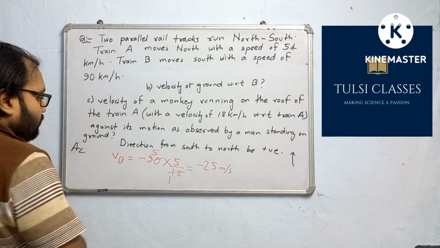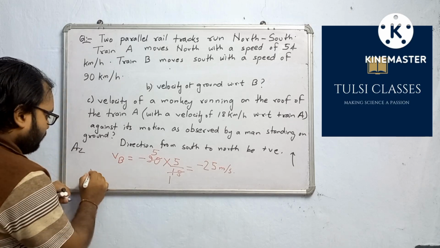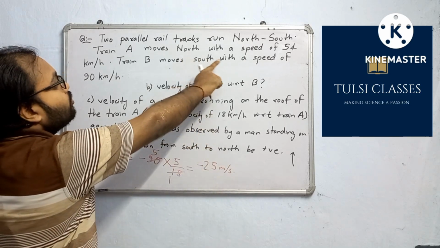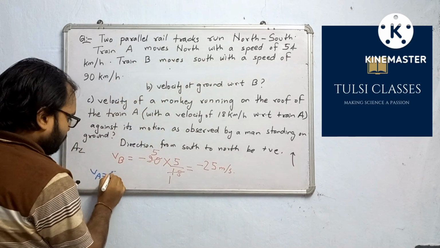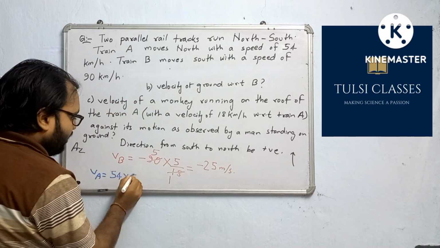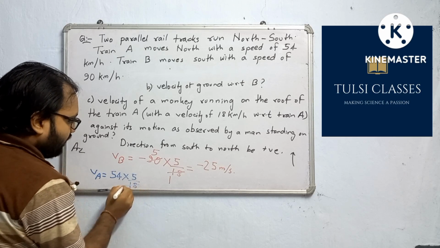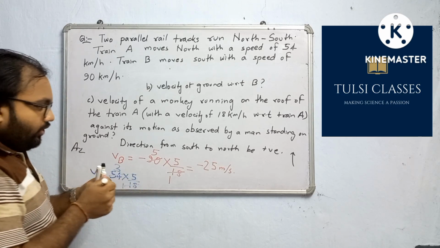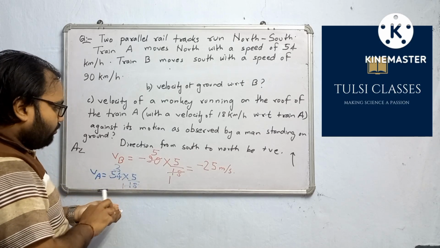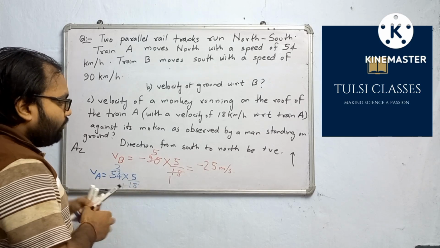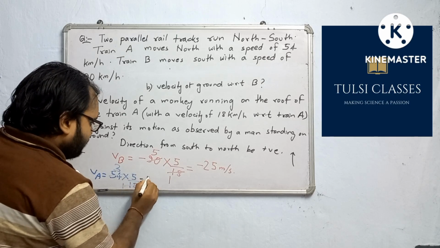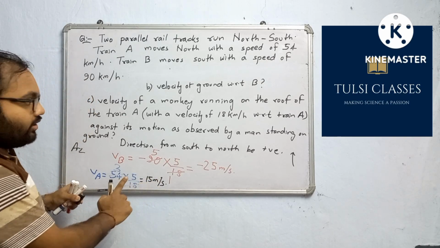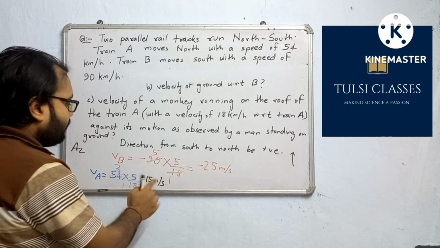Now velocity of train A. Velocity of A will be in positive direction. It is moving north, 54 km per hour. So 54 multiplied by 5 by 18. 18 ones are 18, and 18 threes are 54. 5 threes are 15. So it is 15 meter per second. You can see here it is written, 15 meter per second. VB is equal to this much, VA is equal to this much.